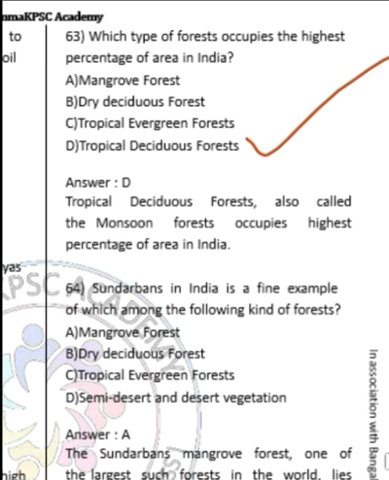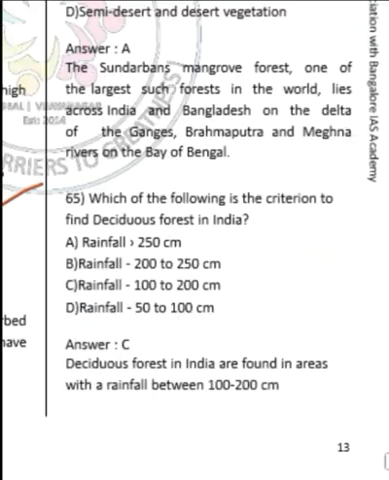Question number 64, it is asking Sundarbans in India is example of which of the following kind of forest. Answer is option A, mangrove forest, again a fact. Question number 65, it is asking which of the following is the criterion to find deciduous forest in India. Answer is option C, 100 to 200 centimeters. So deciduous forests in India are found in areas with rainfall between 100 to 200 centimeter.